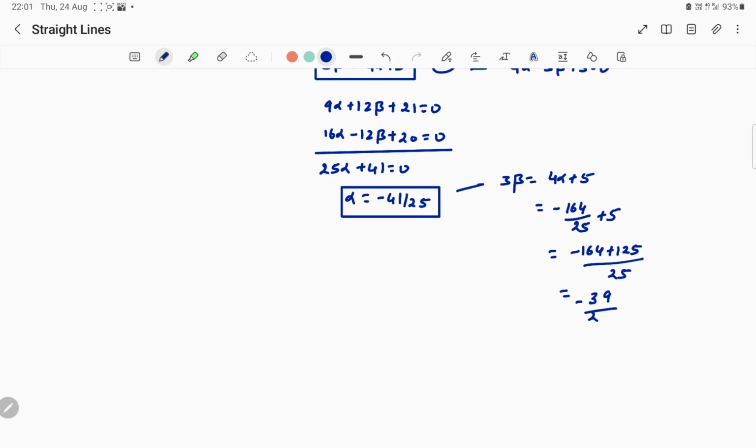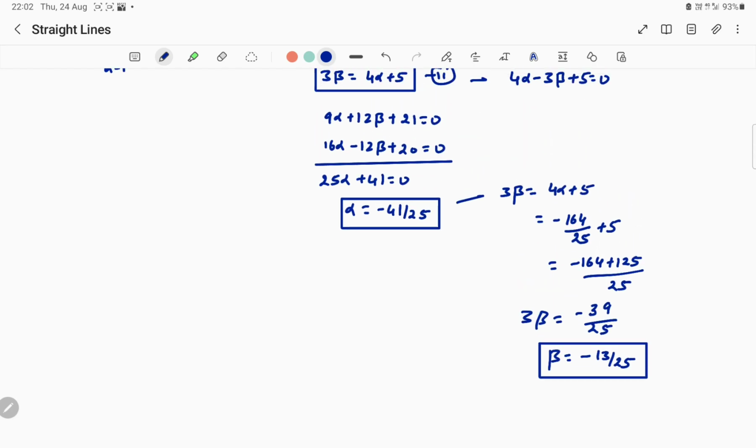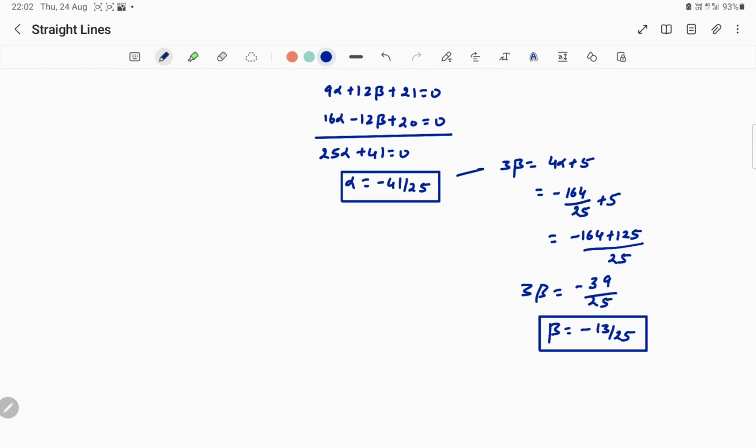So we got minus 39 by 25, which is 3 beta. So what is the beta value? We got beta value as minus 13 by 25. Okay. So calculation anywhere, if I missed anything, please correct yourself.